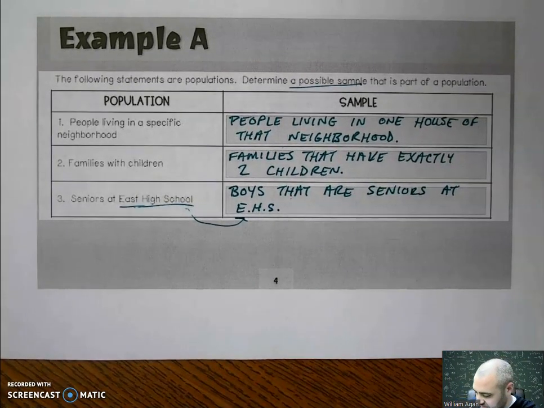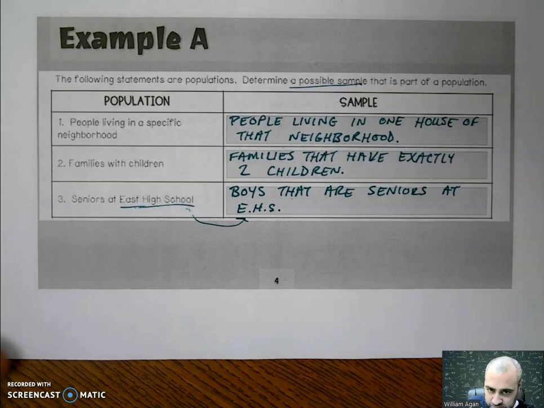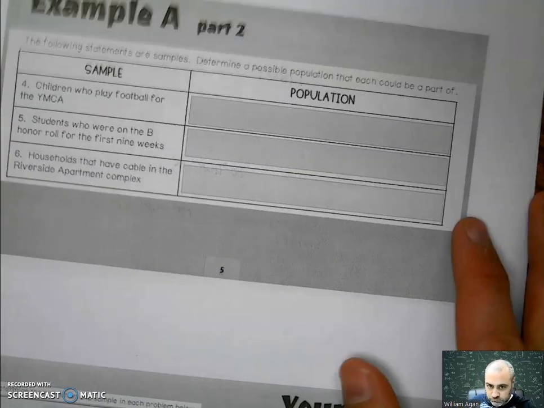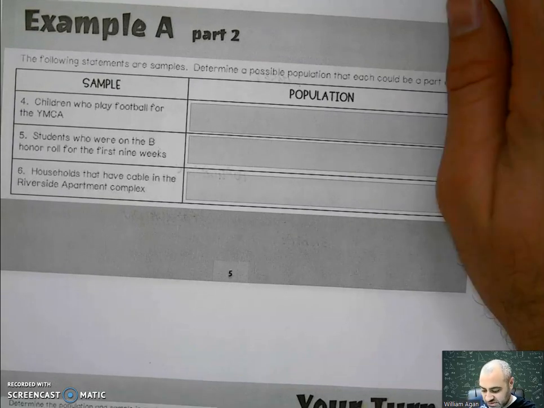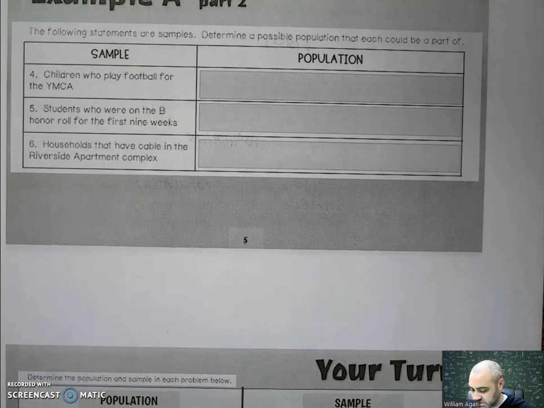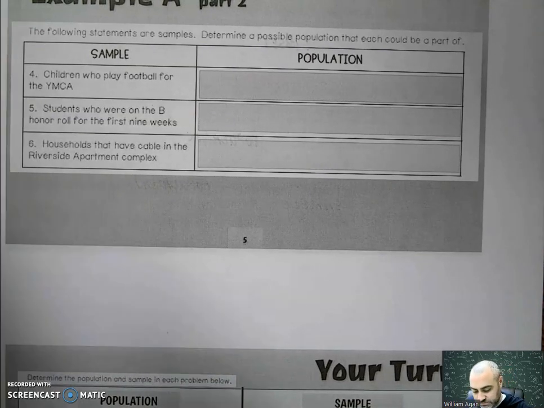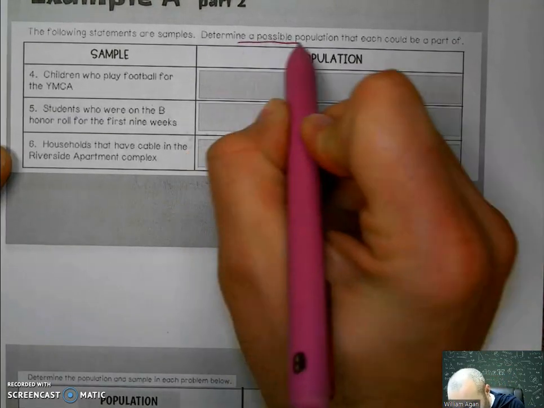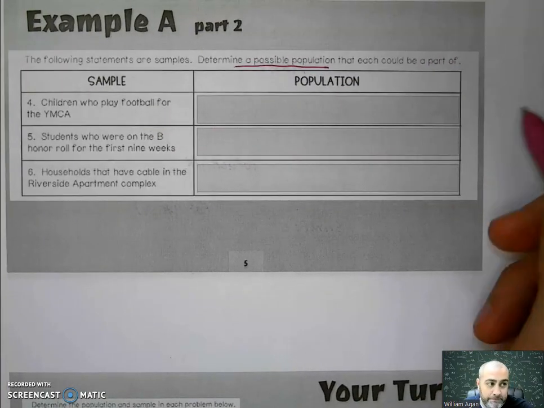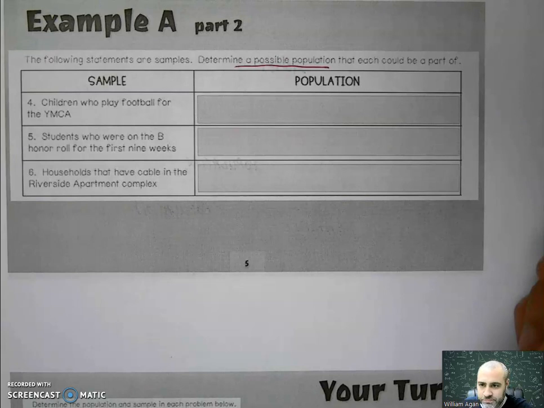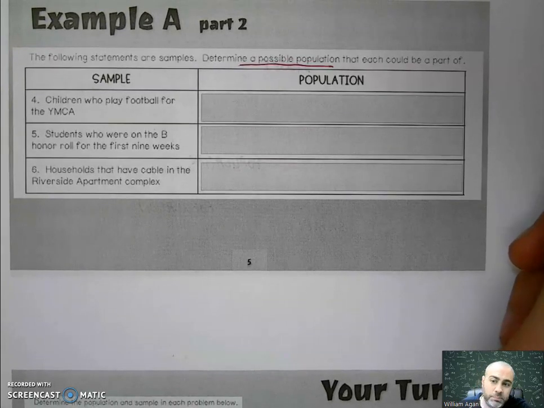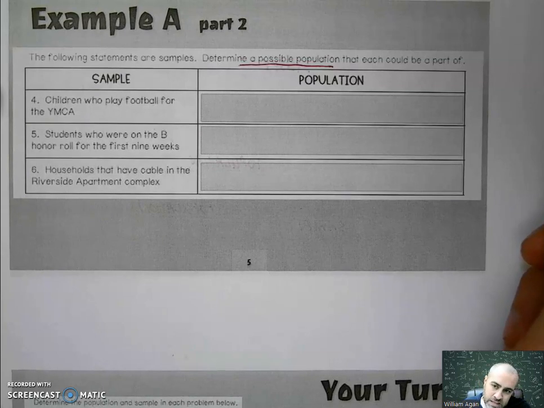Okay, so now let's look at it the other way. What if they give us the sample and we need to determine a possible population? So they gave us the small group and we need to think of a big group that it could belong to. Okay, so number 4 says the children who play football for the YMCA.